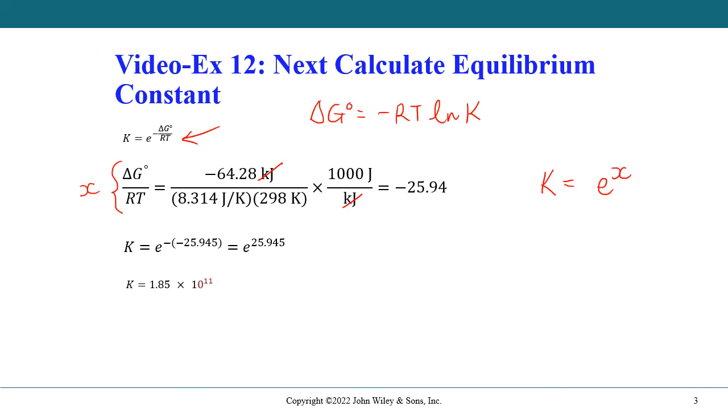This negative value is now e to the minus x over here. So we put this into the equation, and we see that we can take the e to the power 25.94, and we end up with a K value of 1.85 times 10 to the power 11, which is a large positive value indicating that this reaction is highly favored, and that is substantiated by the delta G value being negative.